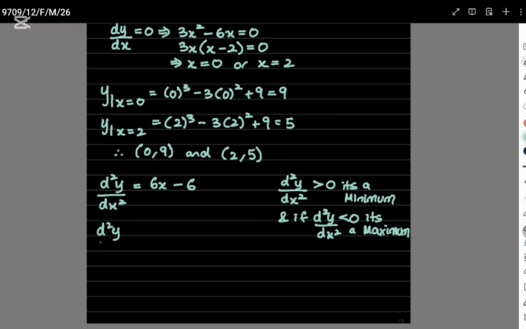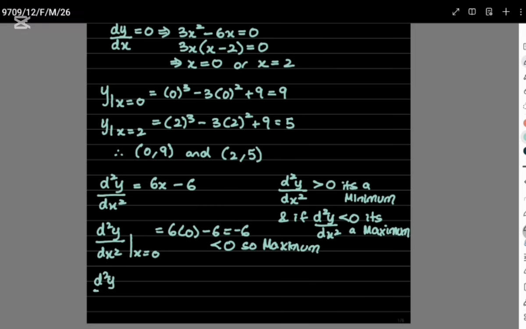Now over here, you just simply substitute x is equal to 0 first, which gives you a negative answer, negative 6, which is less than 0, so maximum. And then you do the same thing for x is equal to 2, which gives you 6 times 2 minus 6, which gives you positive 6. So it's greater than 0, so minimum. That's it.